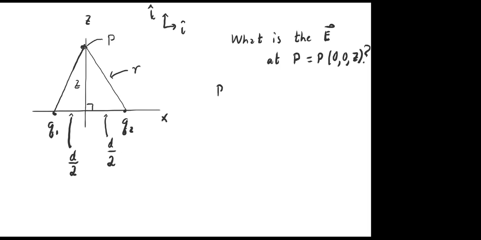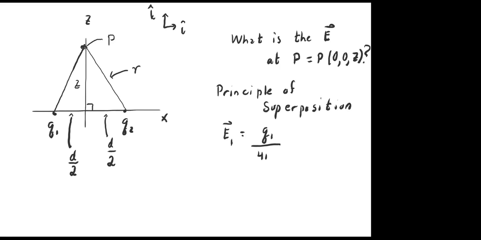So let me outline how we're going to solve this problem. We are going to use the principle of superposition, as we discussed. Principle of superposition applies to Coulomb's law, so therefore it must apply to the electric field. So we're going to calculate the electric field due to the charge Q1. Then we're going to calculate the electric field due to the charge Q2 and add the two up.